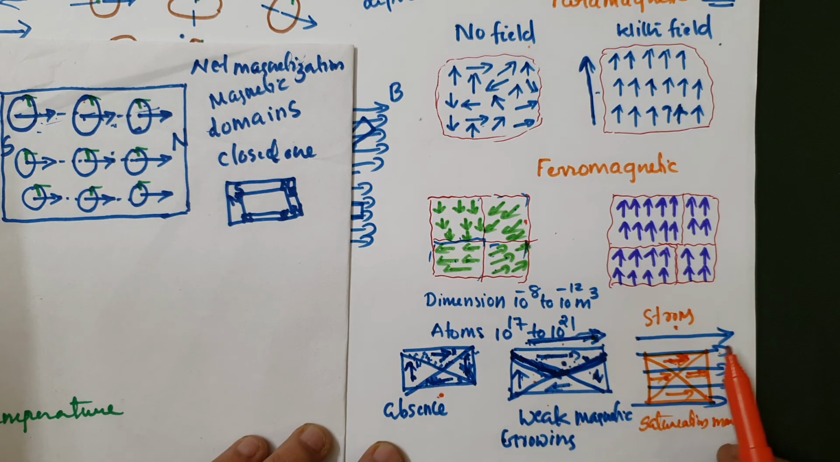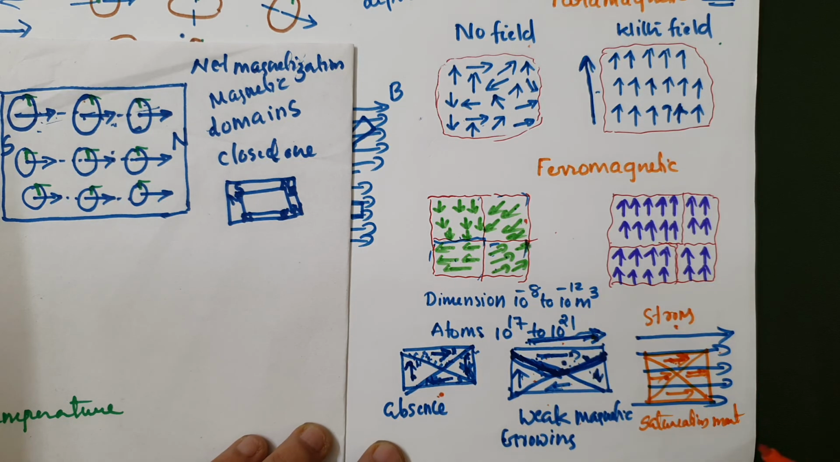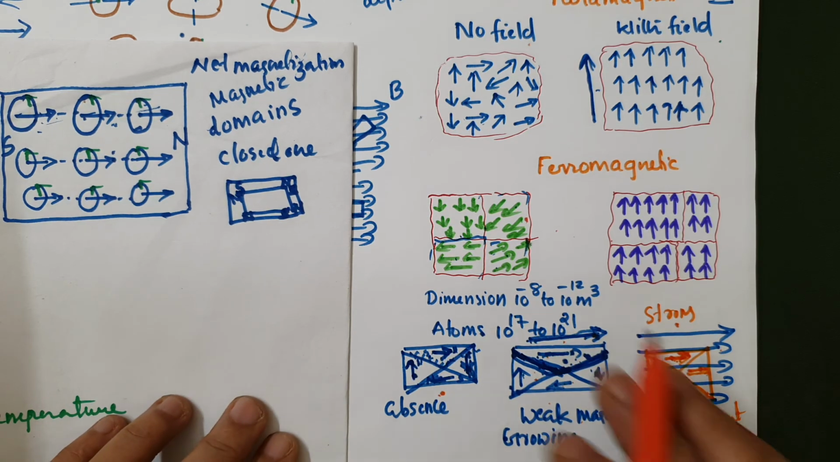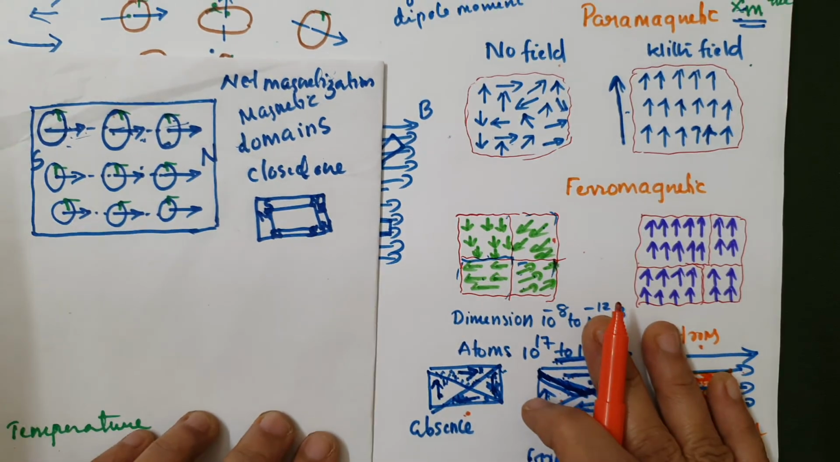And when the magnetic field is very strong, then the magnetization becomes the maximum, and the corresponding magnetic moment is called the saturation moment. And these are the concepts of ferromagnetic material.